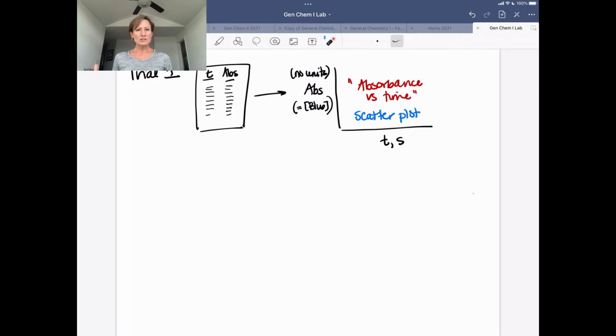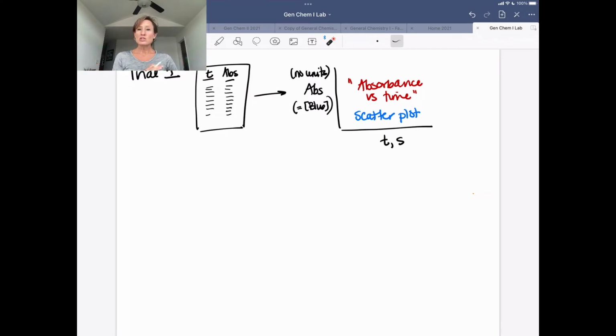You had trials of data, which would give you time in seconds and absorbance data for that specific time. Remember, we collected data every second for up to 200 seconds. So you have this data that you're going to open up in Excel, and then you're going to create what we call a scatter plot, which is plotting Y versus X, not connecting the lines together.